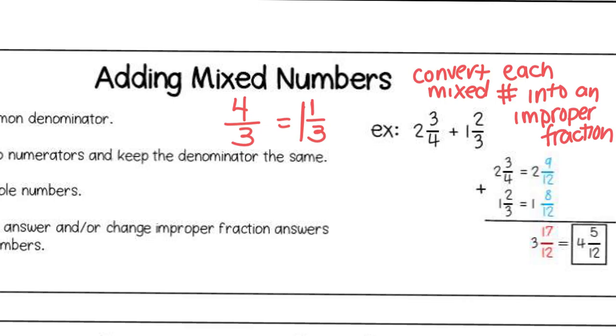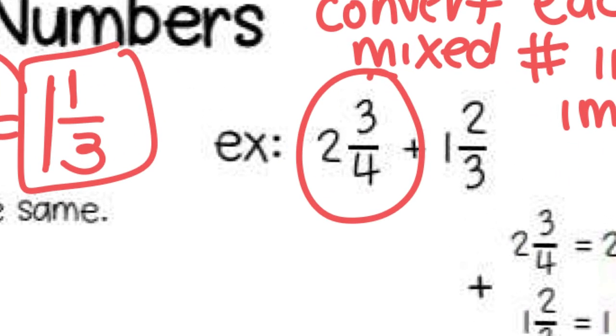We could also go from a mixed number to an improper fraction. So that's what I'm telling you to do. Go from mixed numbers to improper. So for example, this 2 3/4. How do I turn that mixed number into an improper fraction? Multiply 4 and 2 and then add. Exactly. I multiply these two numbers, the whole number and the denominator, and then I add the numerator.